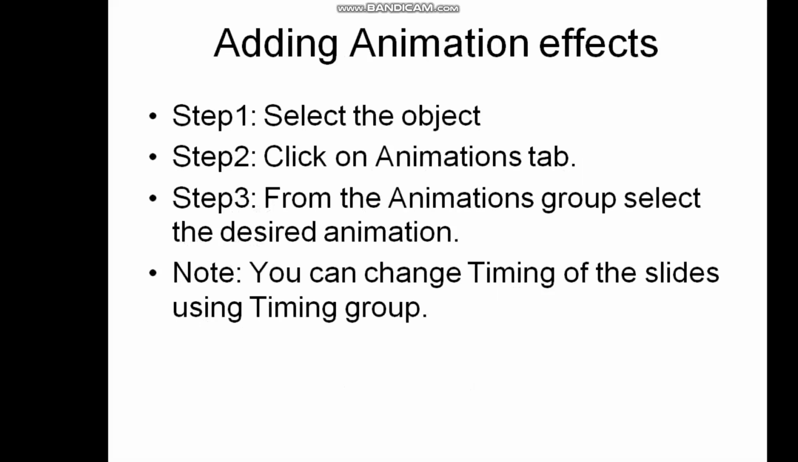Adding animation effects. First of all, you need to select the object. Now, what object am I talking about? Object is nothing but your text. When you make a slide, you write something, that is your text. So you select that text. That becomes your object. Or if you have a picture, you select that picture. Then click on the Animations tab. From the Animations group, you select the desired animation and it's done. Now there are many options available for making your animations more effective. For example, you can change the timings of the slides using the timing group and many more.